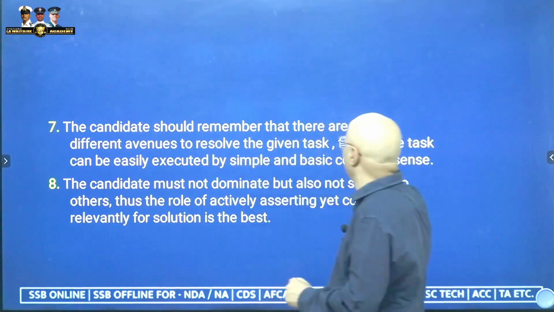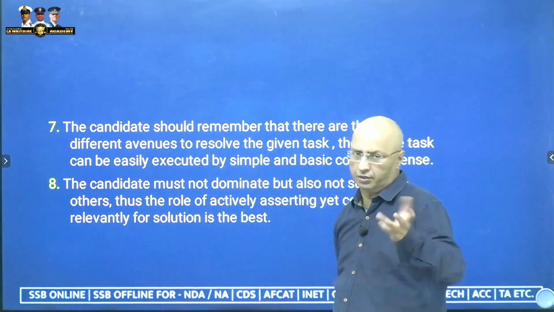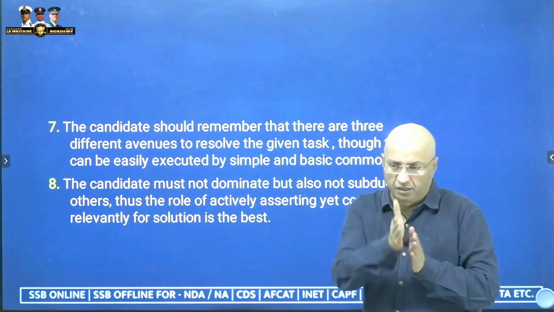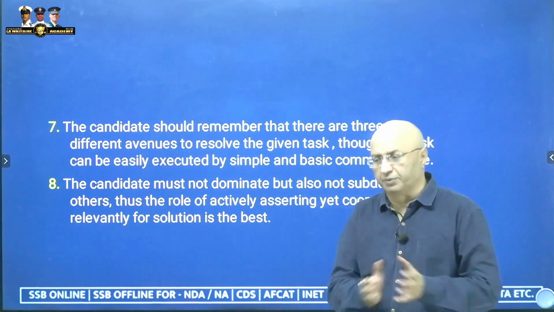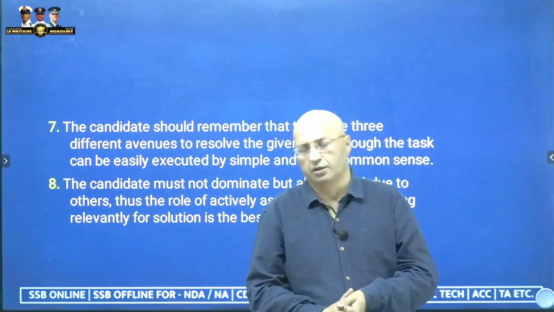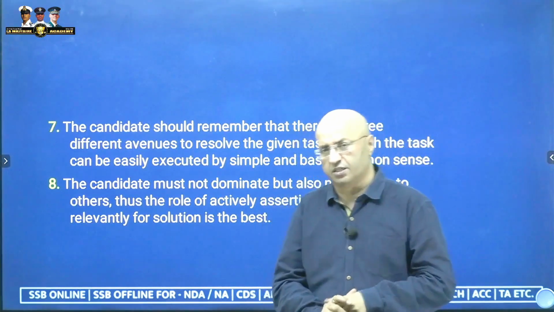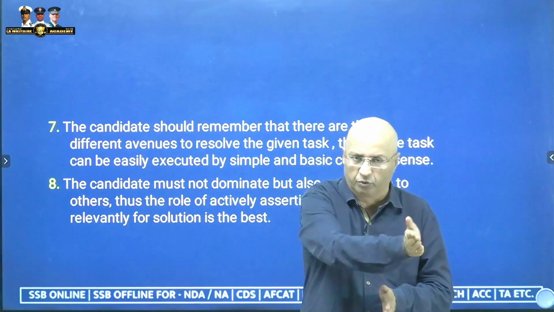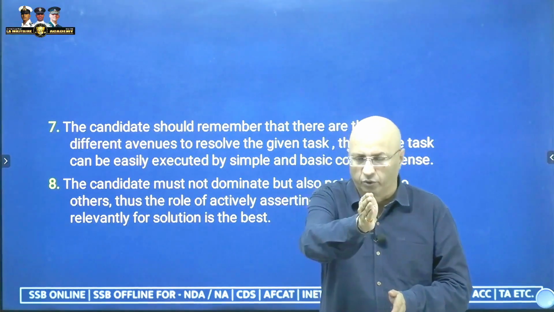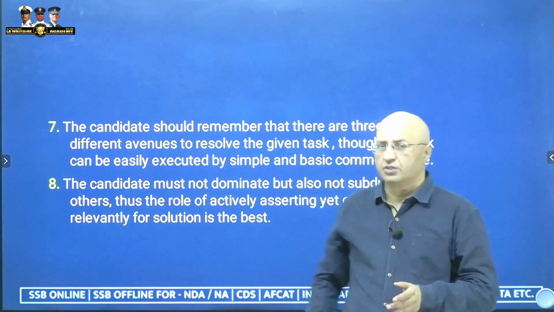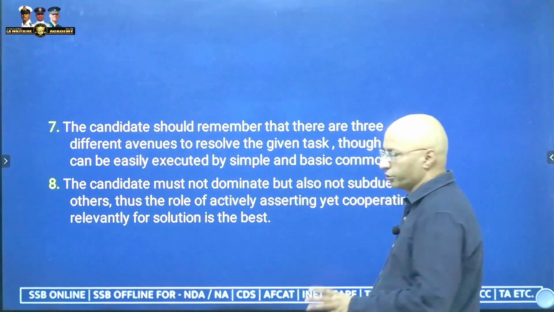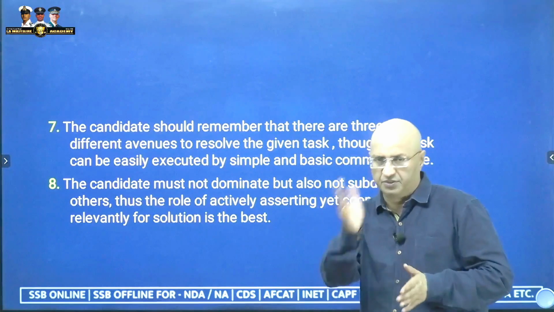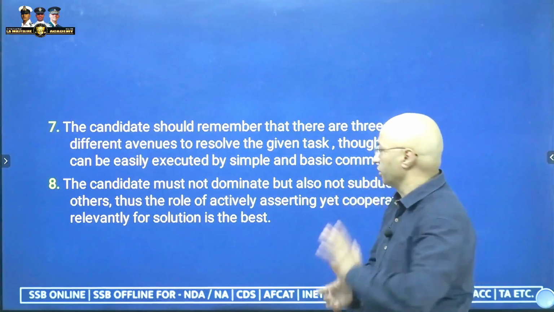The candidate should remember that there are 3 different avenues to solve. You have middle, left, right. There are sometimes also 2 avenues, but you have to identify how many it is. There may be one going from here and then diverting, one going from here and then diverting, one going from here in the middle diverting. So you'll have to use the brain. Don't be fixed that, okay, I have to go in a straight path. No, deviations may be there as per structures.